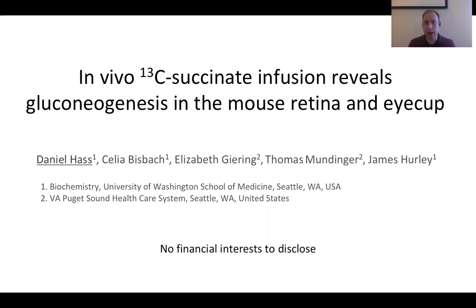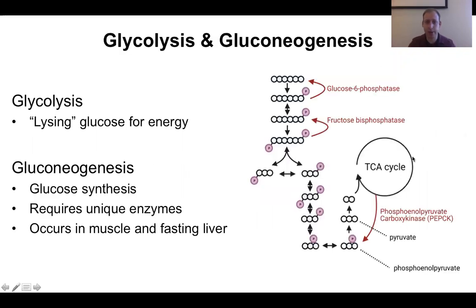So we're going to talk about the idea that gluconeogenesis can happen in the mouse retina and eye cup. We found that out by infusing 13C labeled succinate. I will explain what all of that means now.